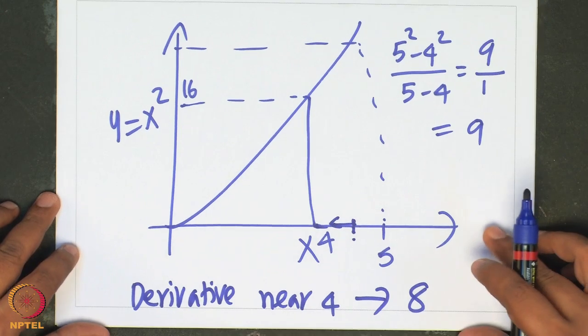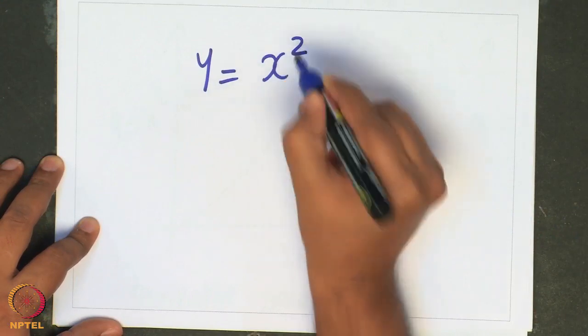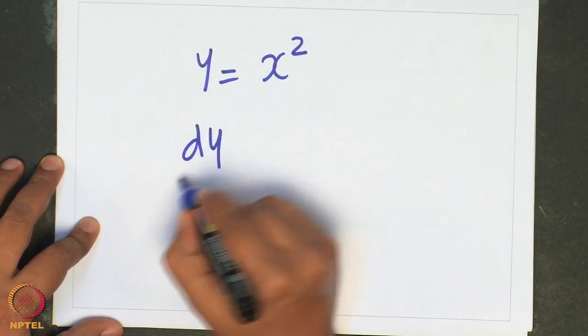So it turns out that for this function y is equal to x square, if you take this function y is equal to x square and calculate the slope, so you have function y is equal to x square and you calculate dy by dx.